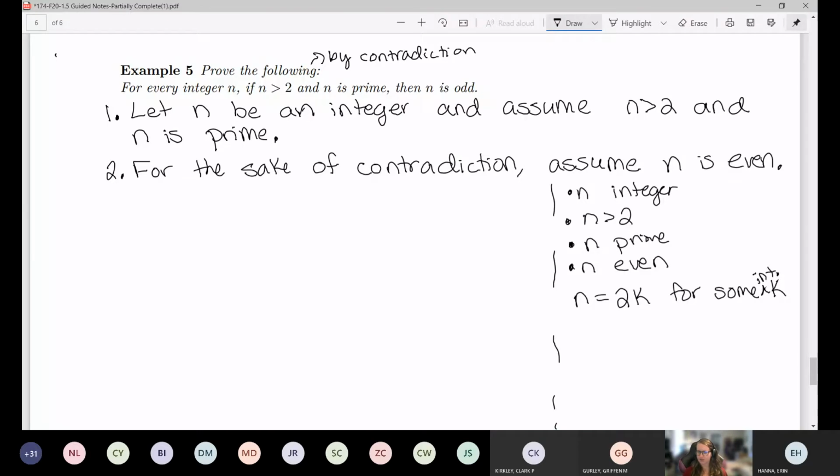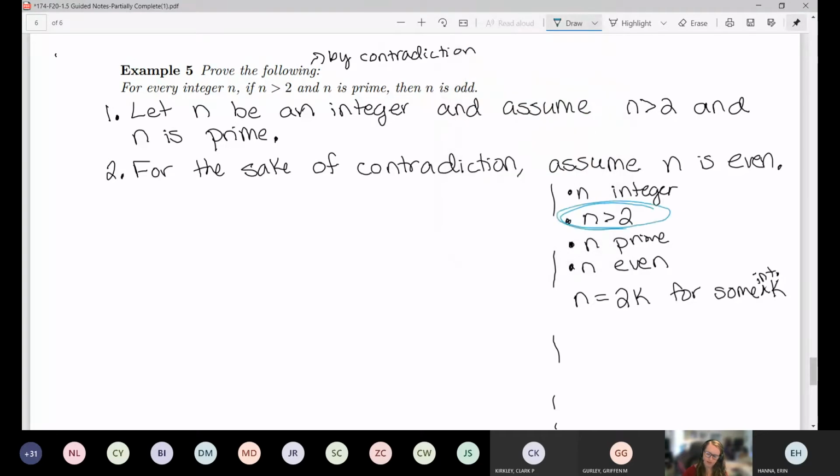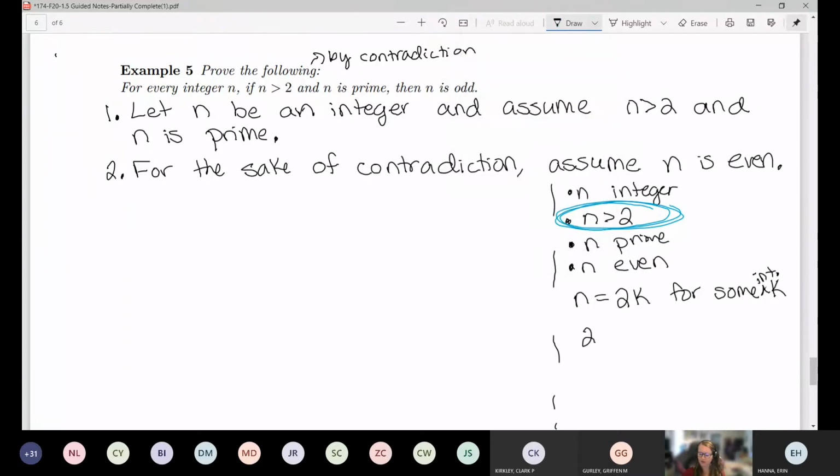So we don't really have any way to manipulate this. There's nothing else we really know to be able to rewrite this in terms of something else. But let's start thinking about this. So n is equal to 2k for some integer k. Well, I also know that n is greater than 2. If n is greater than 2, well, then 2k is greater than 2. I can divide both sides by 2. That's the thing I can do. So k is greater than 1.